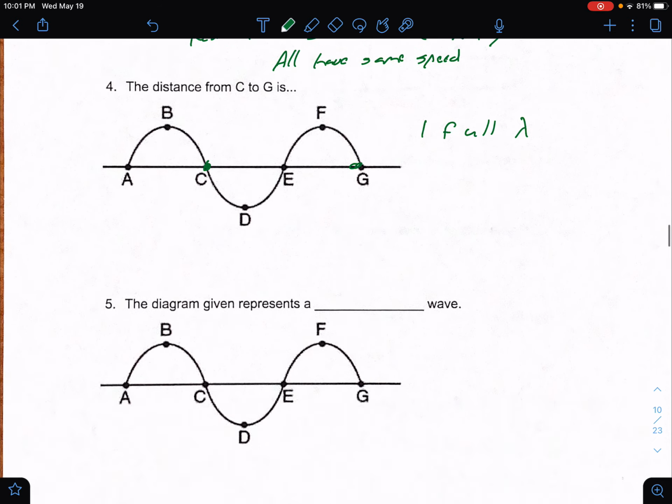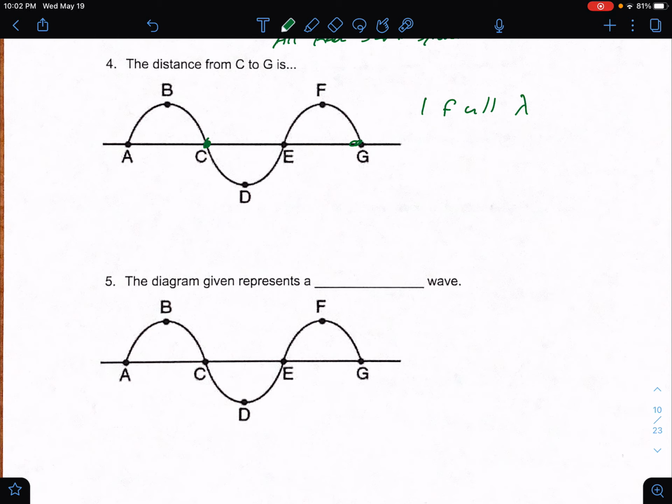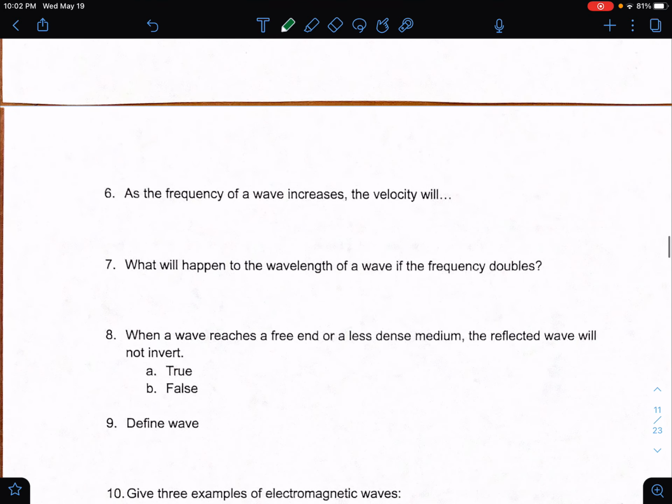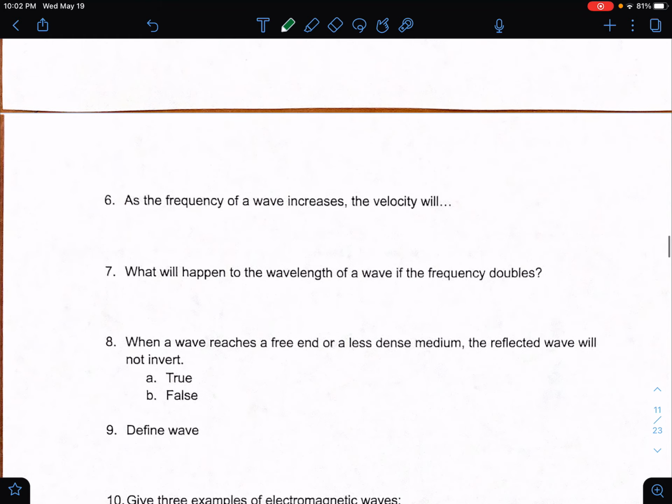Number 5, the diagram given represents a blank wave. This would be a transverse wave. 6, as the frequency of a wave increases, velocity will stay the same. Okay, so you can adjust wavelength and frequency all you want. That does not affect the velocity.